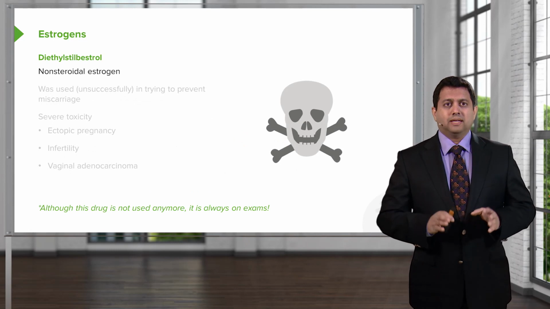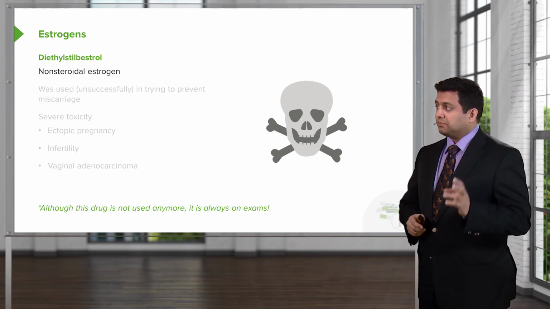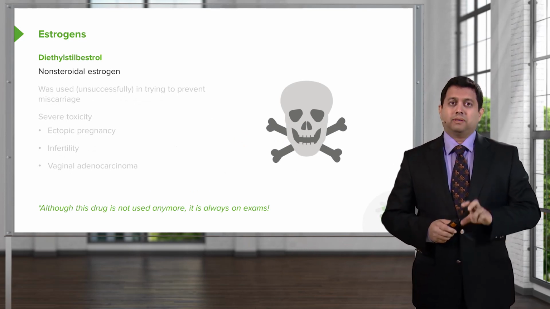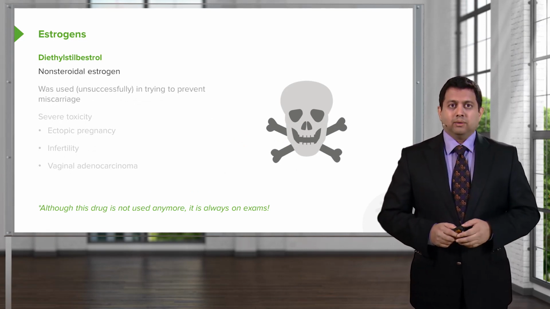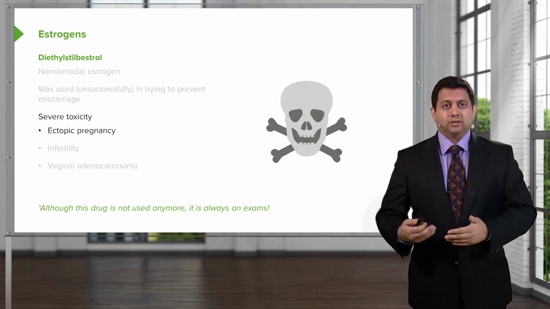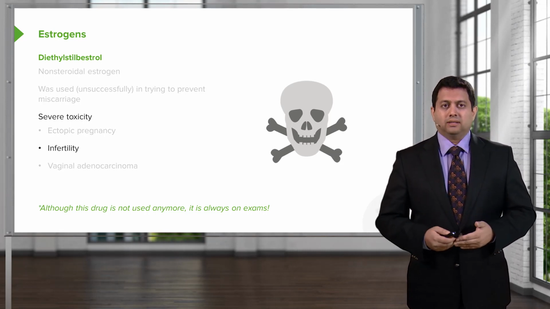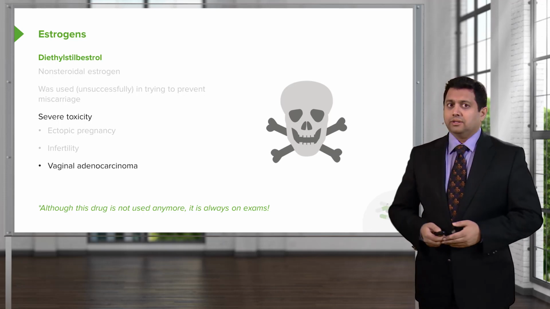I want to mention diethylstilbestrol. Now, diethylstilbestrol is important not because we use it, but because we don't use it. It was used unsuccessfully in trying to prevent miscarriages in the 1970s. It caused severe toxicity, ectopic pregnancies, infertility, and vaginal adenocarcinomas.